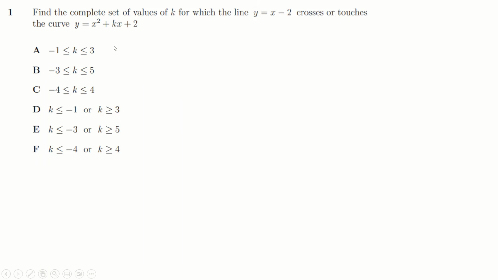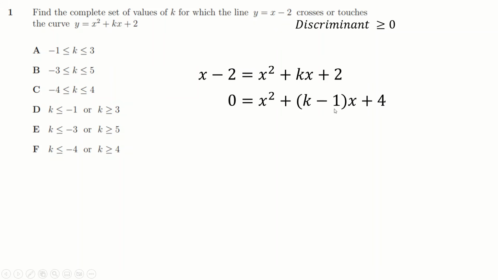So basically, when I solve the two things, they cross or they touch, which means that the discriminant of whatever it is that I'm solving is greater than or equal to 0. Equal to 0 if they just touch, greater if they cross in a couple of places. So you set them equal to each other and rearrange to make a quadratic. When you add 2 you get 4, when you take away 1x you get take away x, but then you can factorize this. Then you can call this number a, this number b, and this number c, and you can just say b squared minus 4ac needs to be greater than or equal to 0.